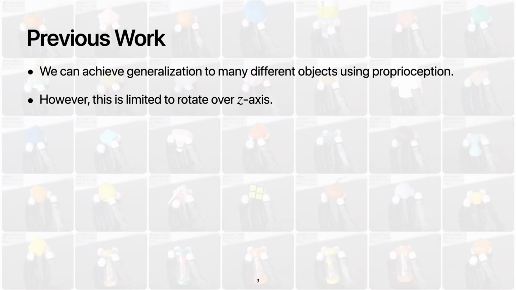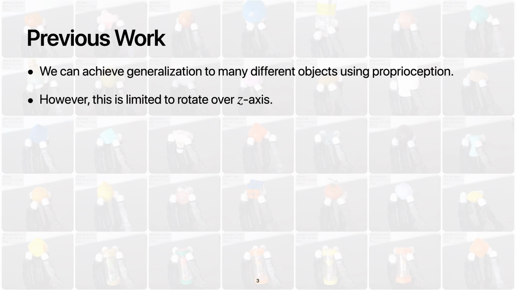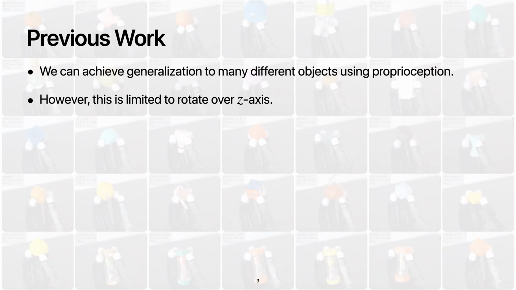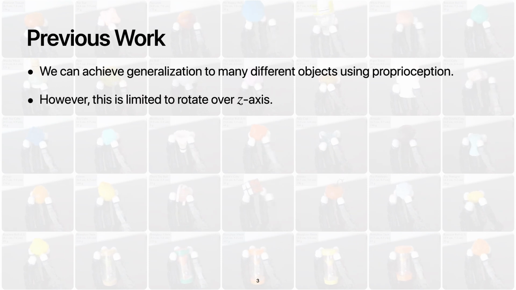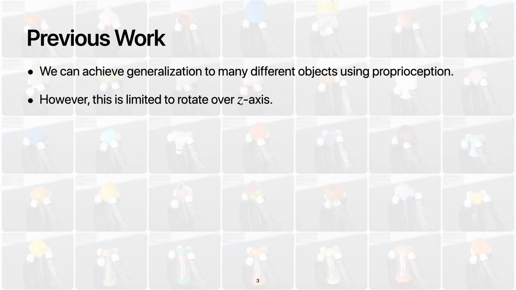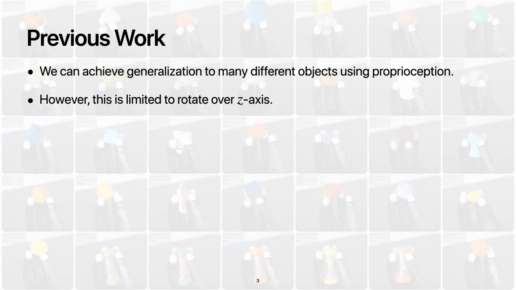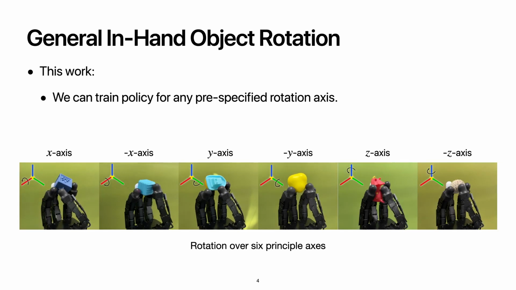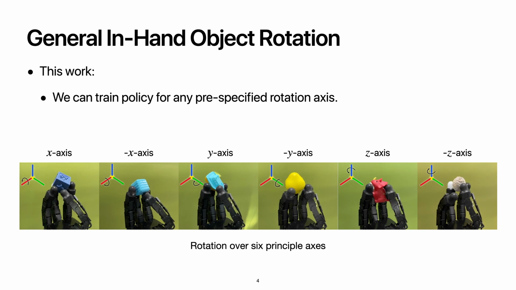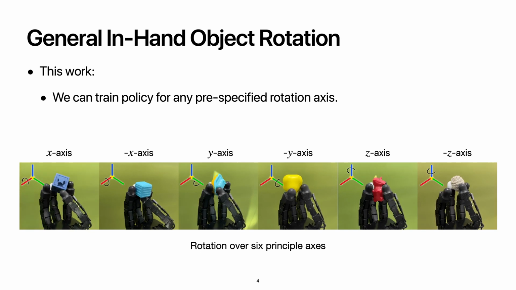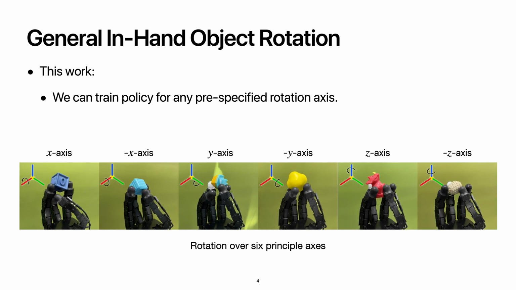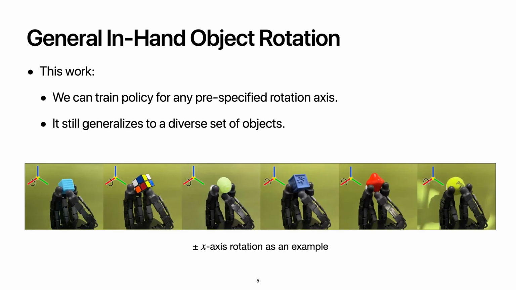Previous work shows one can train a policy with only proprioception in simulation, and transfer it to the real world. It can rotate a large set of objects. However, the rotation is limited to the z-axis. In this work, we extend previous work to enable the robot hand to rotate objects over multiple axes. For example, it can rotate objects over 6 principal axes. And it is still able to generalize to different objects.